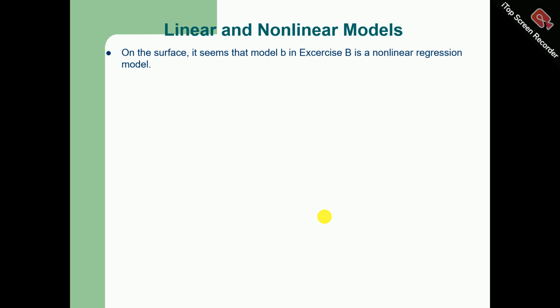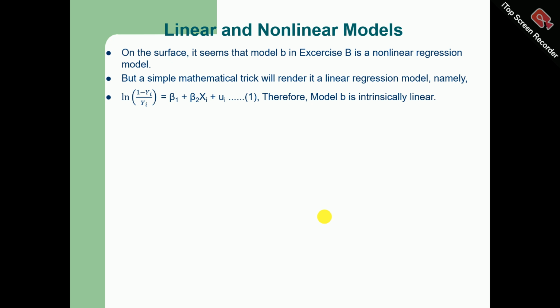On the surface, it seems that model B in the exercise B is non-linear regression because it is logistic probability distribution function. But a simple mathematical trick may make it a linear regression model, namely, if you take the natural log of the ratio of 1 minus yi divided by yi, then this model will become linear. Therefore, model B is intrinsically linear also. So this is how you differentiate between intrinsically linear and intrinsically non-linear models.